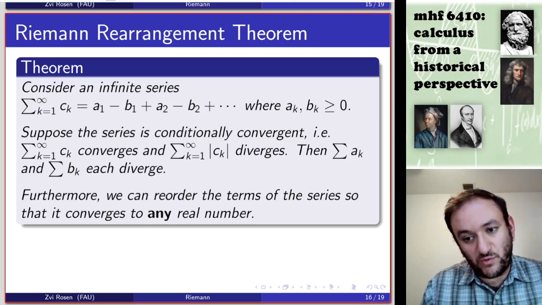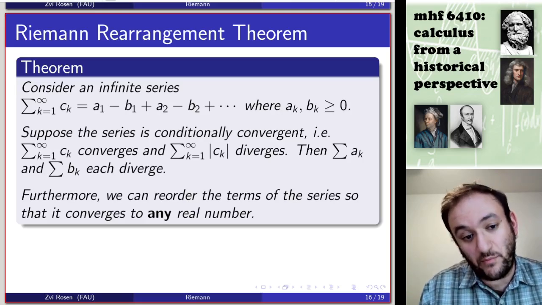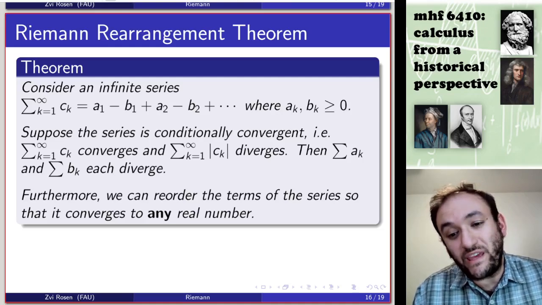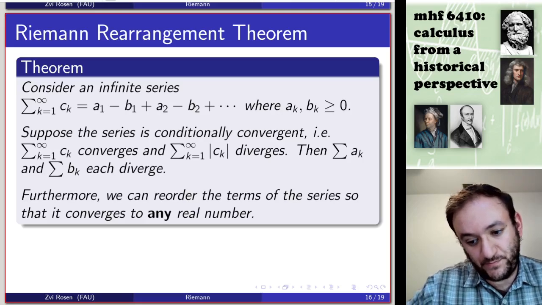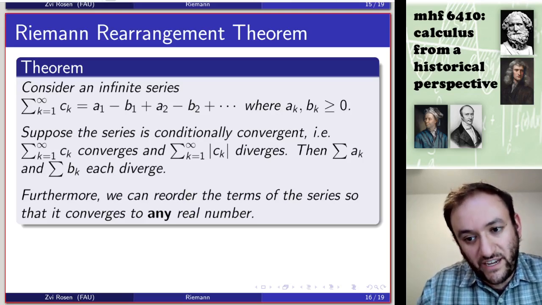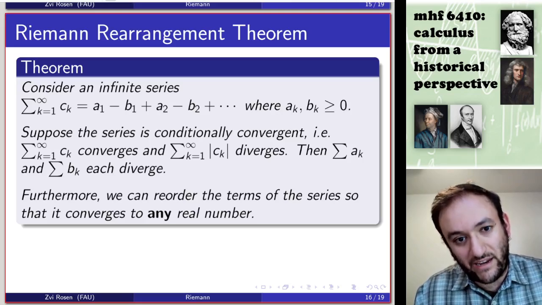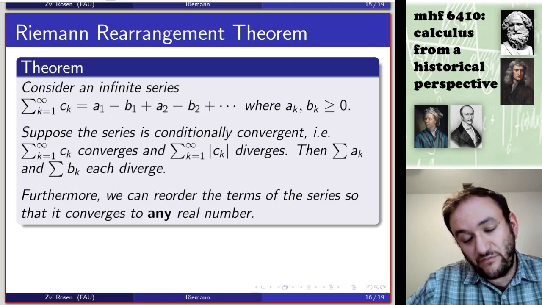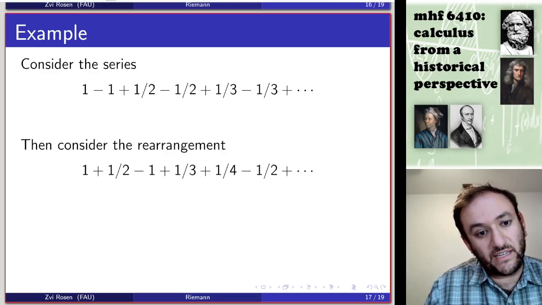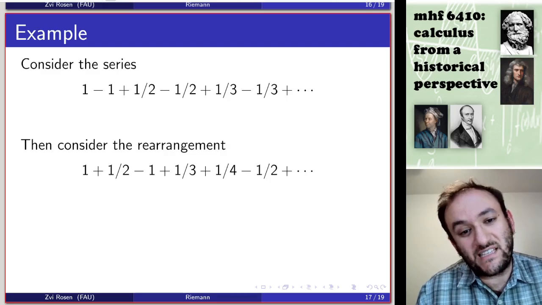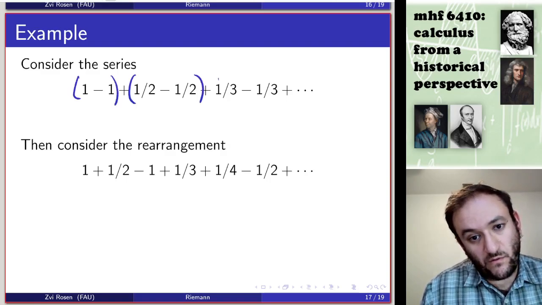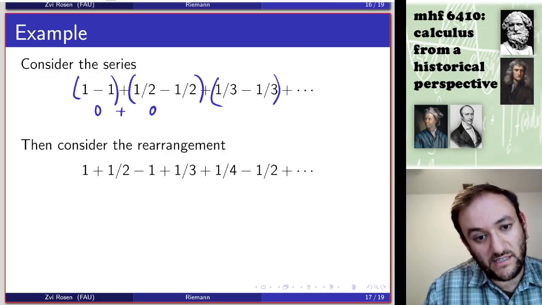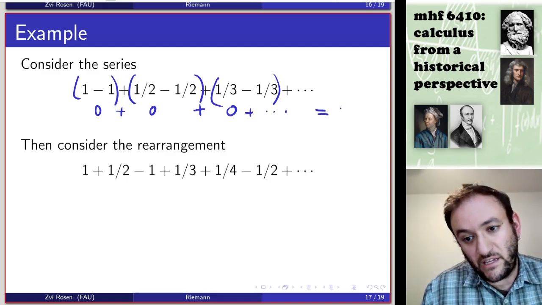One not too difficult result to prove is that independently, the ak and the bk both must diverge. Furthermore, we can reorder the terms of the series so that it converges to any real number. Okay? That might be surprising if you haven't seen it before, because in the finite world, adding things up, it doesn't matter what order you add it in. Addition is commutative. But in the infinite world, that's not the case. Okay, so here's an example. If you have the series 1 minus 1 plus a half minus a half plus a third minus a third, etc. So added in this order, okay, it's clear that we're looking at 0 plus 0 plus 0, etc. And it should converge to 0.